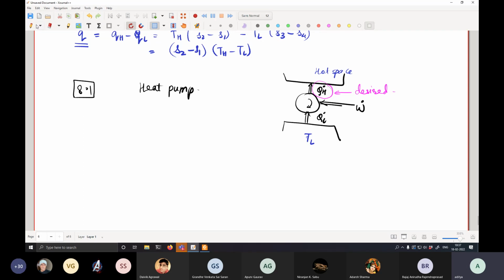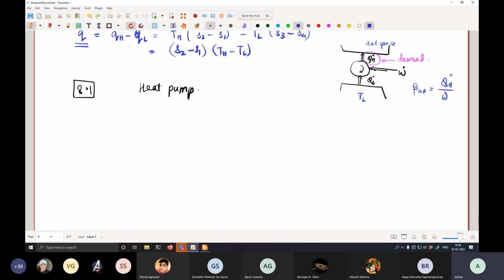So for a heat pump, how do you define the efficiency, or rather the coefficient of performance, of a heat pump? What do you think it will be? What is the desired outcome? QH dot by W dot. Very good. I'm just defining what a heat pump is. This is not the question, but I just thought you should know this. Let's put it on the side. This is a heat pump.